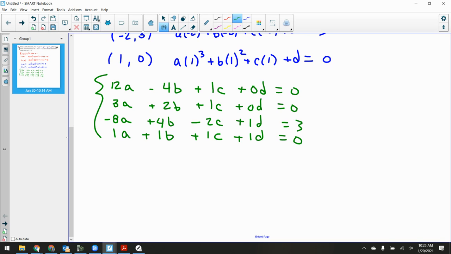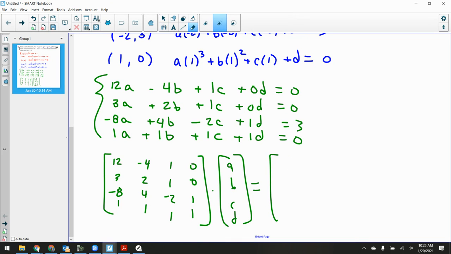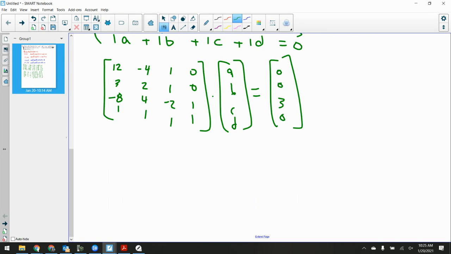Okay, let's plug it into our calculator, because this is the matrix equation that I have: 12, 3, -8, 1, -4, 2, 4, 1, 1, 1, -2, 1, 0, 0, 1, 1. And that's going to be A, B, C, D equal to 0, 0, 3, 0. So we're going to plug this in. A times x is equal to b, so x is equal to A inverse times b when I get this all plugged in.